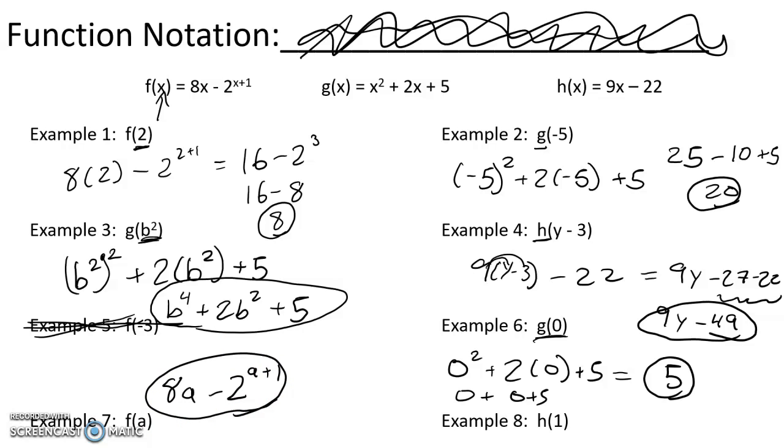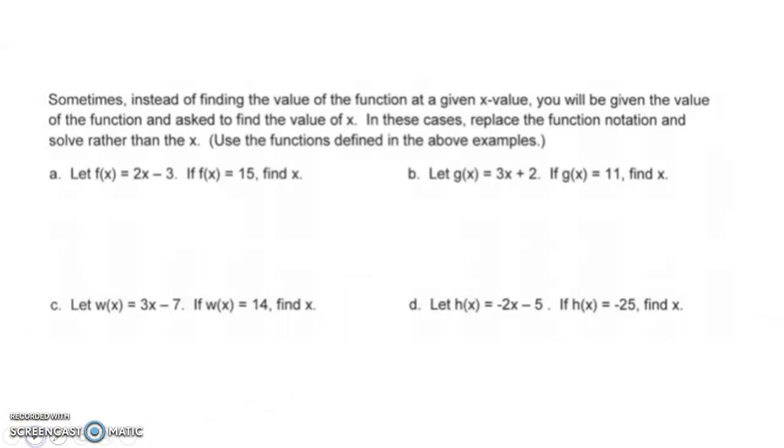That's it. And then finally, h of 1, I'm going to be using this h of x right here. Take the 1, plug it in for x. You're going to get 9 times 1 minus 22, which is 9 minus 22, which is going to get yourself a negative 13 for that, okay? So again, basic function notation, you take whatever's inside the parentheses, even if it's a little expression or a number, and you just plug it in for your variables. More than likely, it's going to be an x.